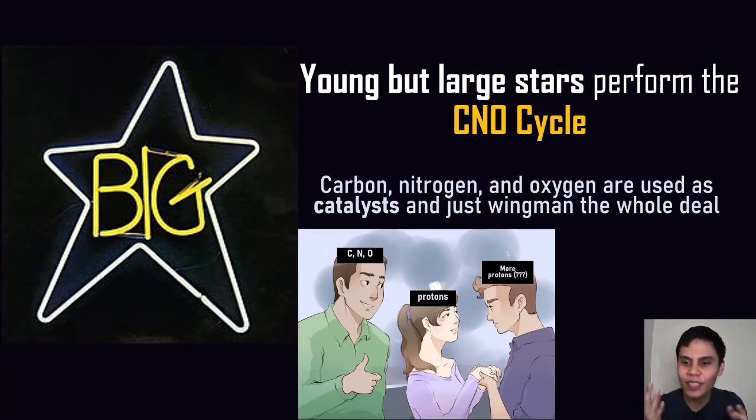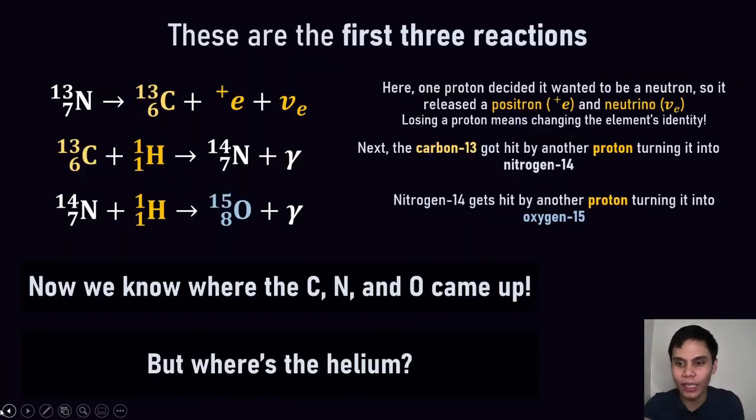And the reason for this is because carbon, nitrogen, and oxygen are used as catalysts, and they wingman the whole cycle. So when we say catalysts, that means that they don't get used up by the process. They're just helping out in the process. So it's just like in this picture here, carbon, nitrogen, and oxygen is just helping out the protons to pair up with each other and form helium nuclei. So these are the reactions, at least the first 3 reactions that happen in the CNO cycle.